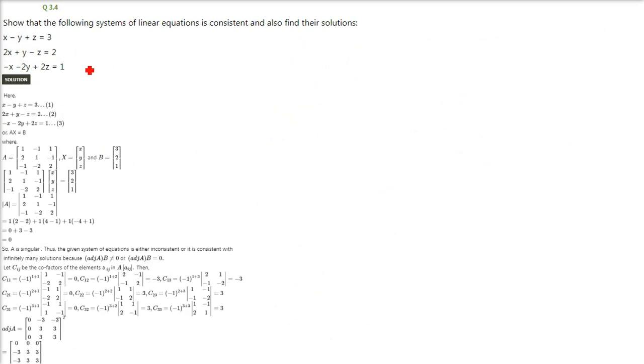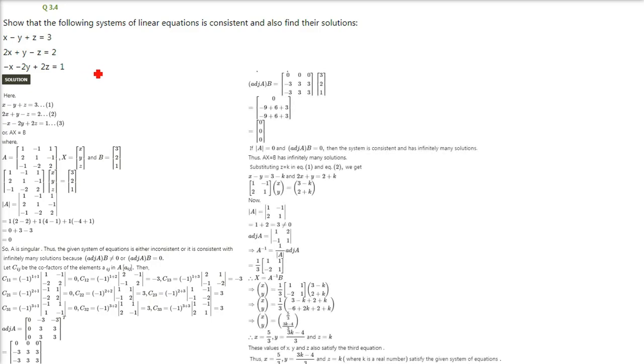Now these types of questions are coming. Same thing, the procedure I told you, you have to adopt the same procedure here. So first is Ax equals B. Then you have to find the determinant of A. It is 0. Then you have to find adjoint of A into B. If this also comes to be 0, then you will say infinitely many solutions.